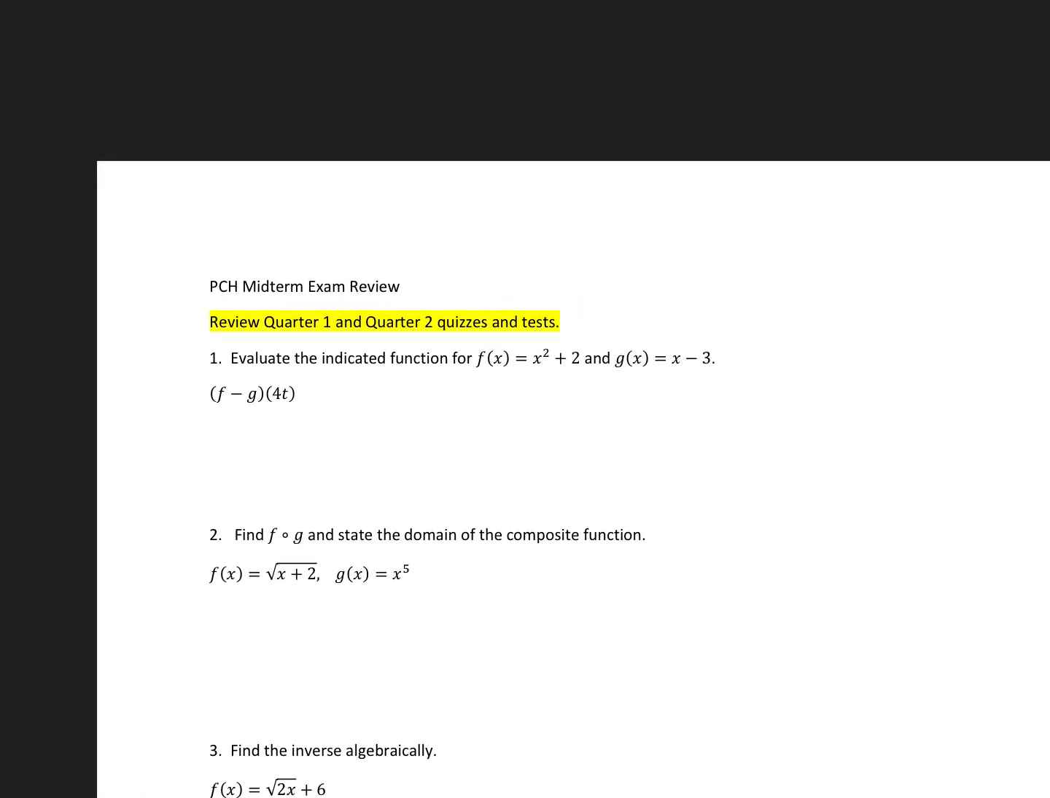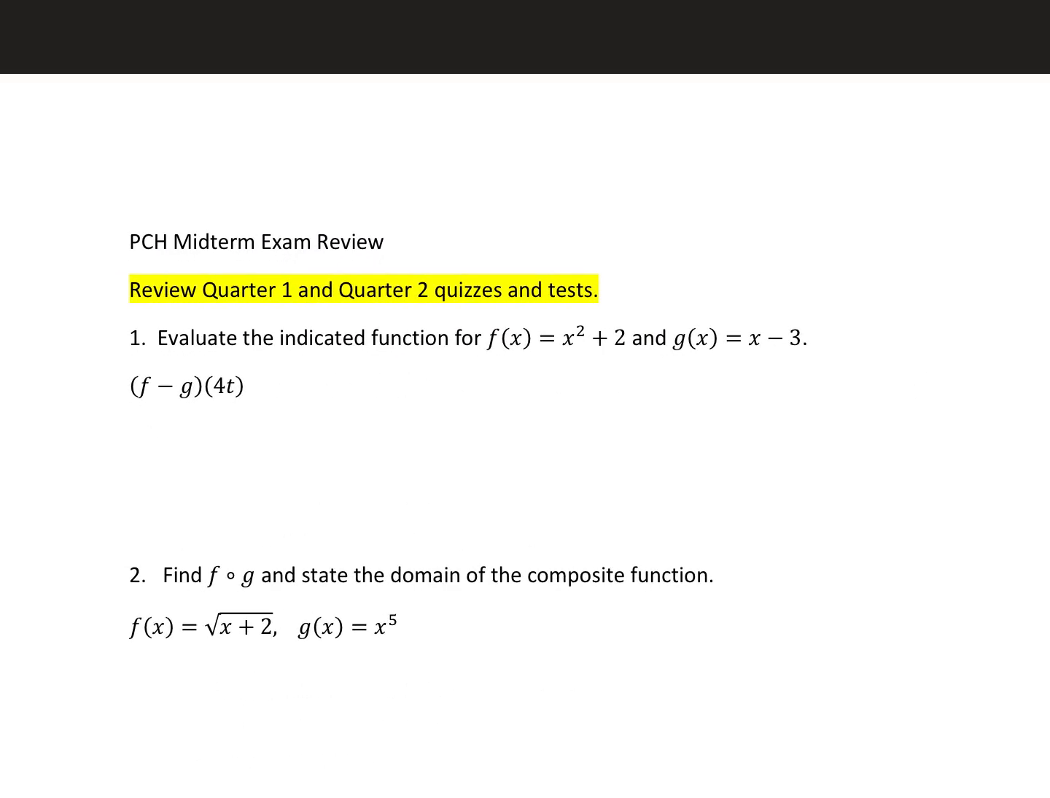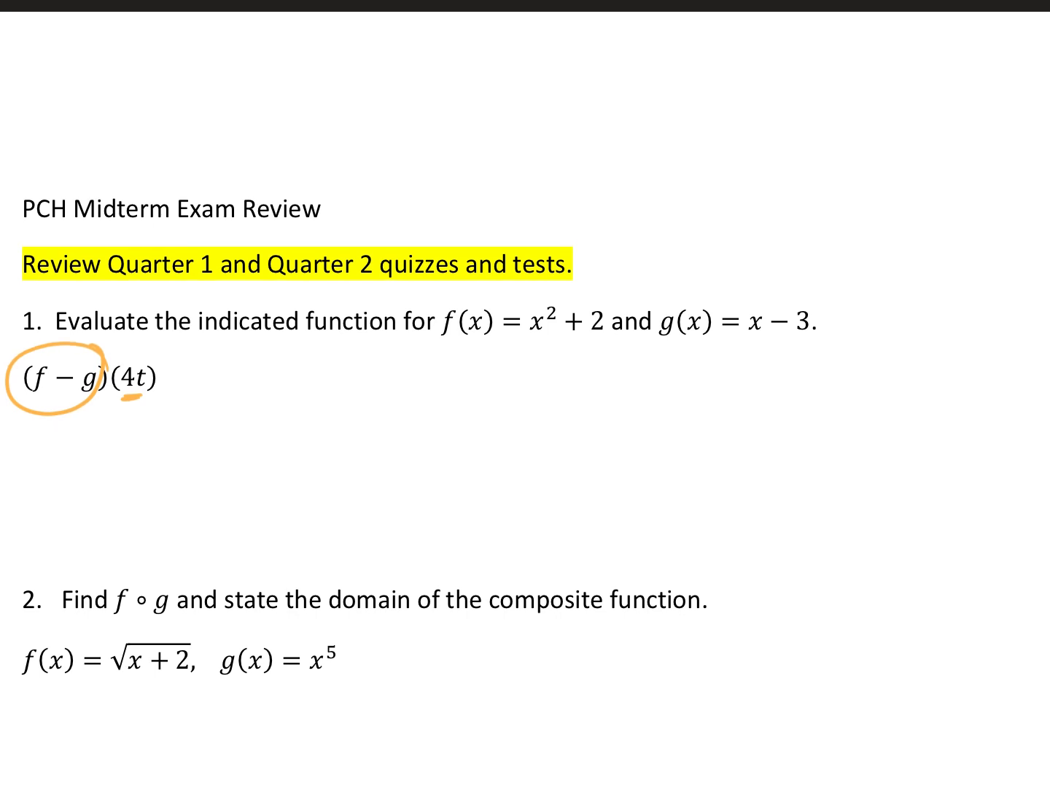Right, so number 1. It says evaluate the indicated function, and it gives us f and g, and we have to subtract them and plug in 4t. So the 4t is just a value, a term that we are plugging into all the x's. We can do it either by subtracting them first and then plugging in 4t at the end, or plug in 4t to each and then subtract them.